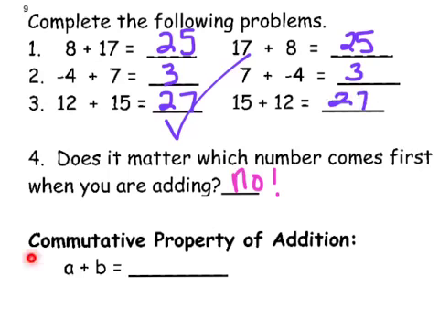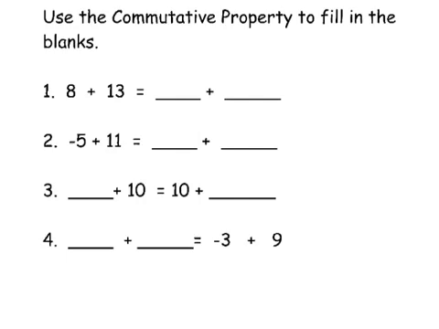So this is the commutative property of addition. It's a mouthful. Commutative property of addition. And what that means is A plus B is the same as B plus A. Do you guys feel brilliant or what? Isn't that just awesome? Yes, it is.